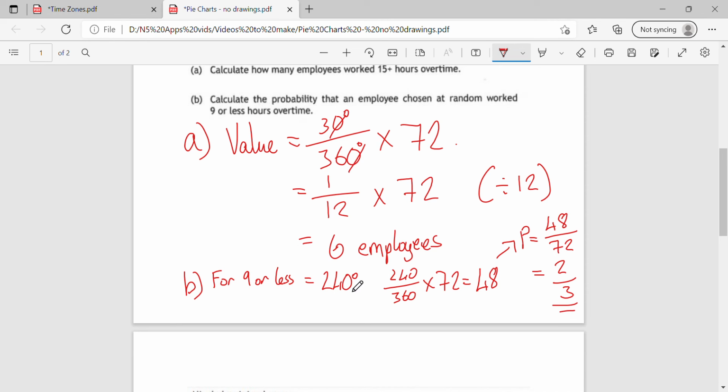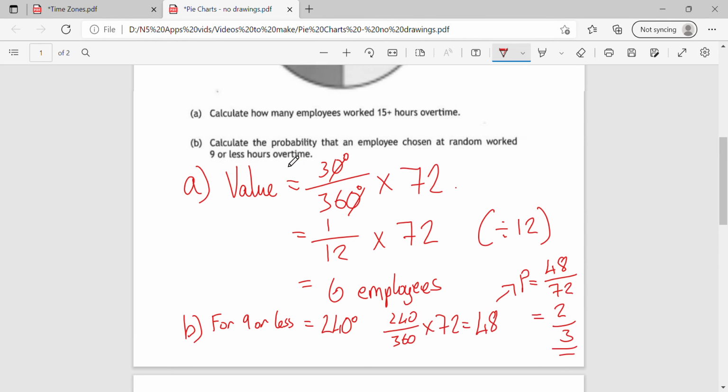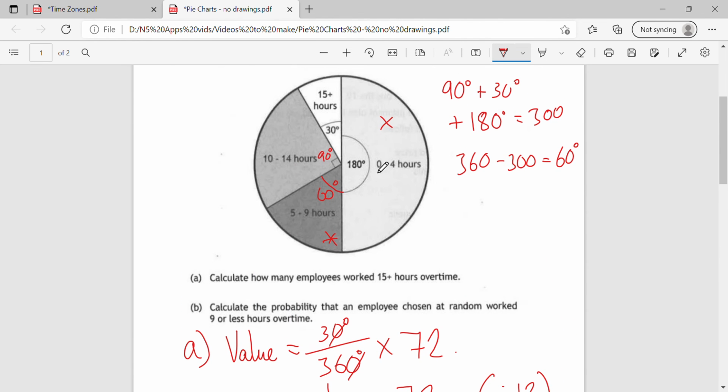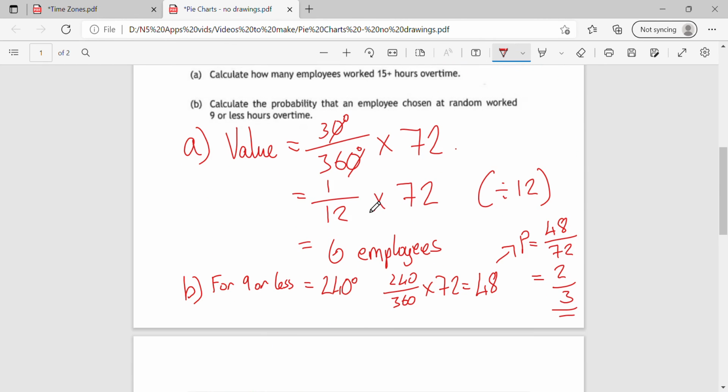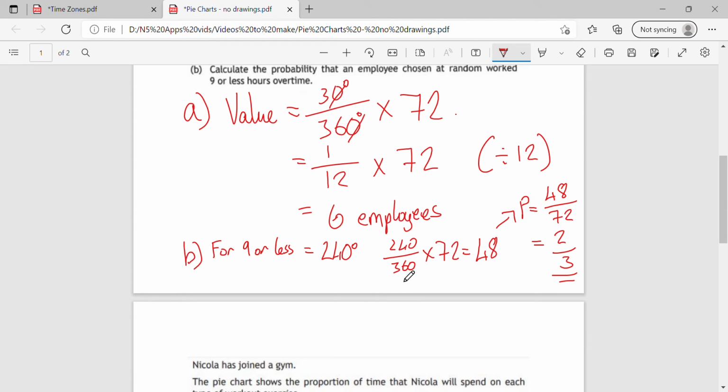is that the angle of 240 degrees out of 360, that is actually also the probability of an employee that worked 9 or less hours of overtime, because the angles relate directly to the value. So if we've got 240 degrees, that's relating to the 48, and the 360 is relating to the 72. So it's the exact same calculation we've done there. So really that was an extra step that you didn't have to do, but I think that that's most likely what people would have done for this type of question. But just in case you spotted, 240 over 360 would actually have been the probability as well.